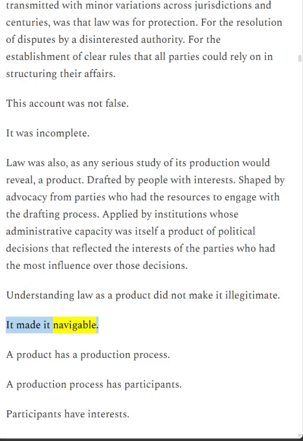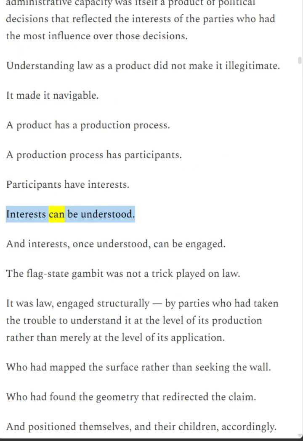It made it navigable. A product has a production process. A production process has participants. Participants have interests. Interests can be understood. And interests, once understood, can be engaged. The flag state gambit was not a trick played on law.